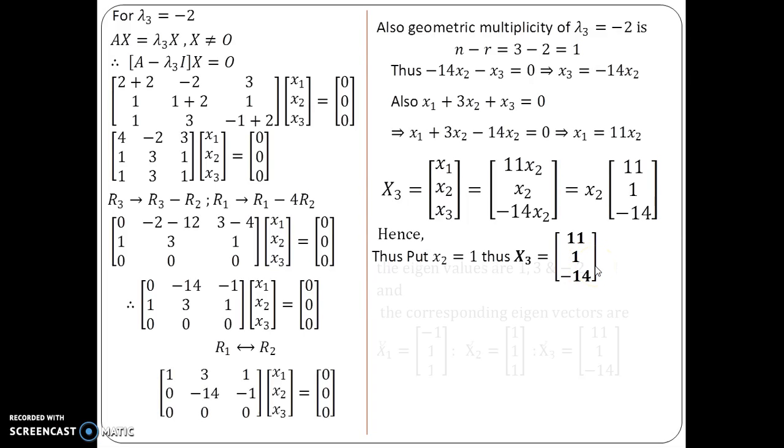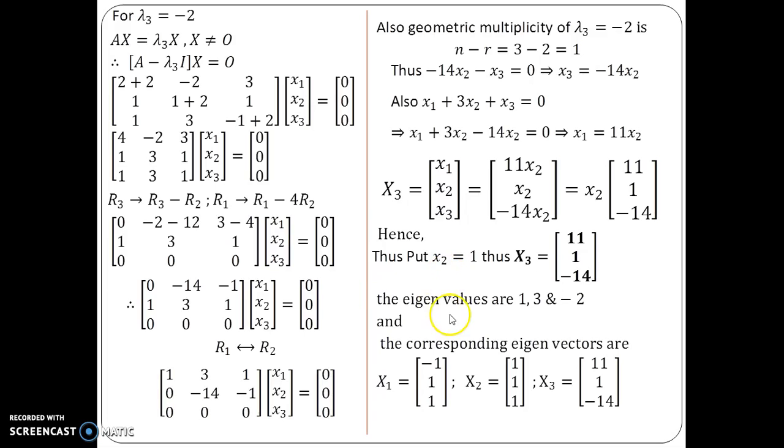Now, finally what you obtain is the eigenvectors corresponding to the 3 eigenvalues 1, 3 and minus 2. So these are the 3 distinct eigenvectors corresponding to these 3 distinct eigenvalues.